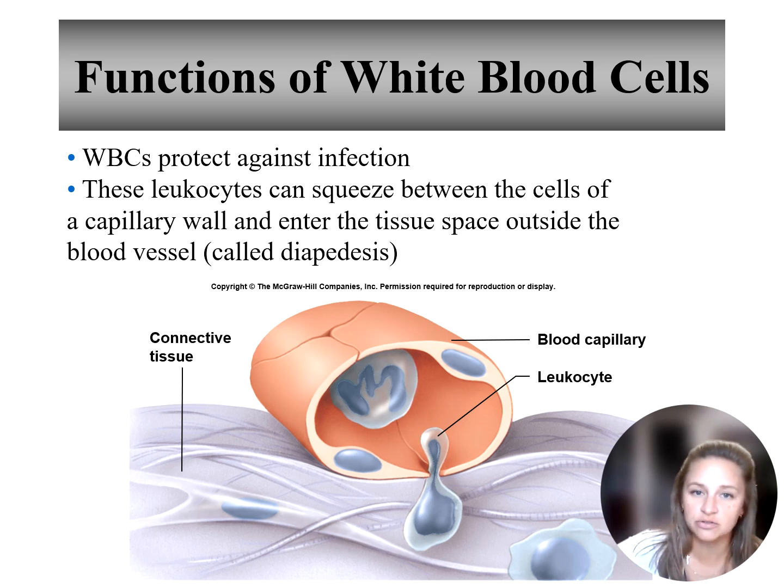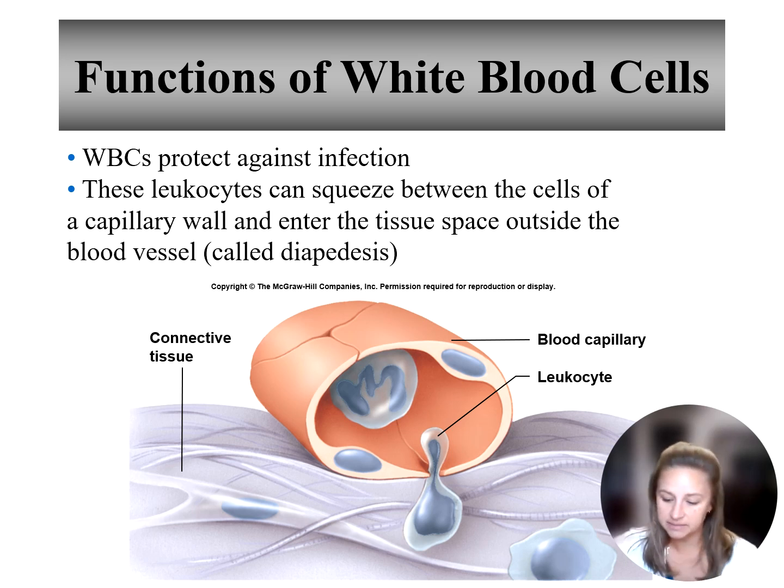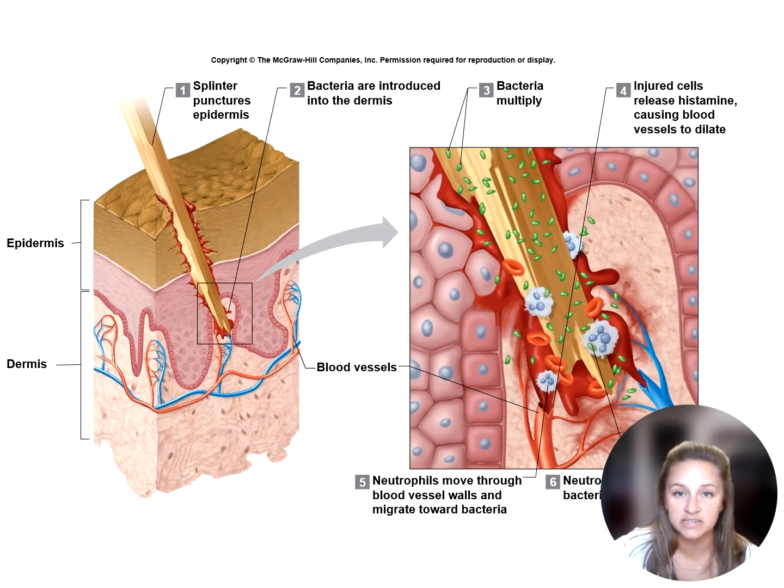So the function of white blood cells is to protect against infection, and we just saw how the different classes of white blood cells or leukocytes will focus on different types of specific infection. The way that they do this is that they're able to squeeze between the cells of the capillary wall and enter the tissue space outside of the blood vessel. This is called diapedesis, and this is how the white blood cell gets from the bloodstream to the tissue or the cell that it is trying to protect. White blood cells have enzymes that help them get into the cell or tissue that they are trying to get into.